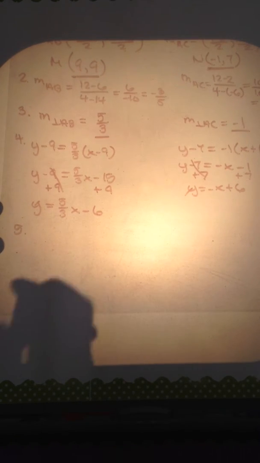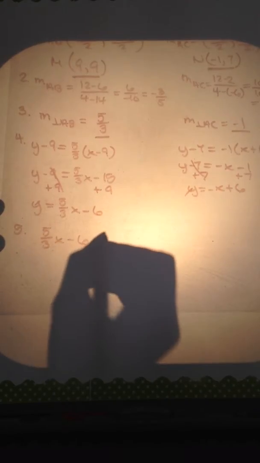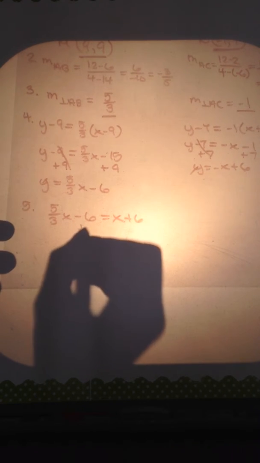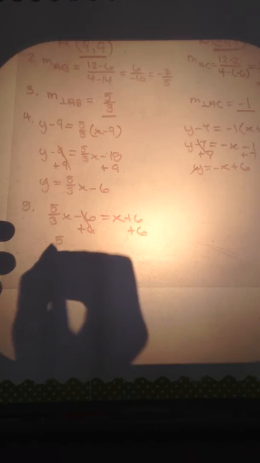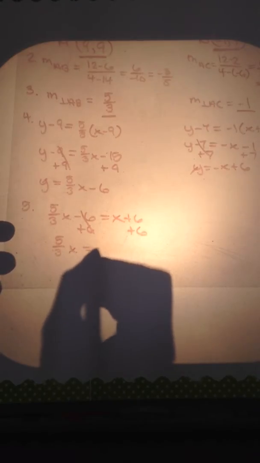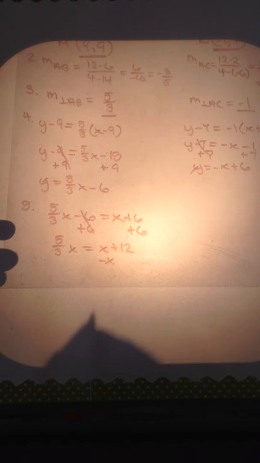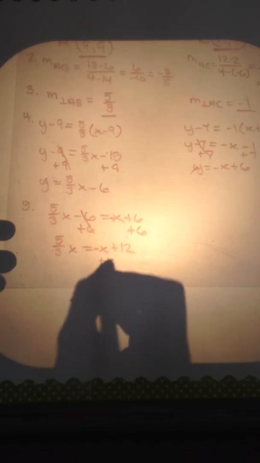Step 5, remember we get rid of the y's and set them equal. So 5/3 x minus 6 equals negative x plus 6. I add 6 to both sides. Now it's just a one variable equation. 5/3 x equals negative x plus 12. Sorry, that was a negative x right there from the top, so I'm going to add x.